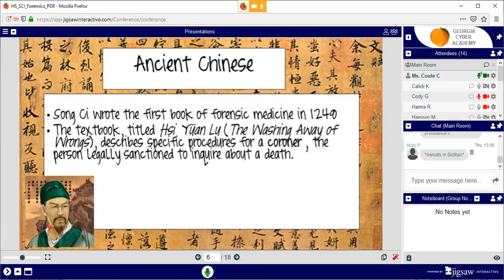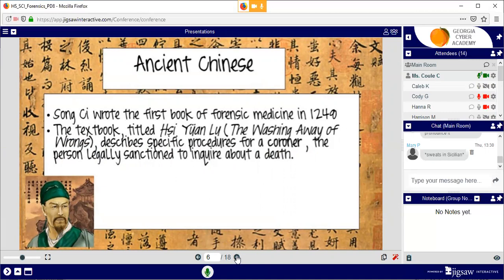And he wrote this book called Si Yuan Lu, maybe? See, look at me. I can speak Chinese. And it translates to the washing away of wrongs. And it's talking about specific procedures for coroners who are the people legally sanctioned to inquire about a death. And of course, we know that coroners weren't the same back then as they are now. A lot more coroners these days are required to actually have medical experience.